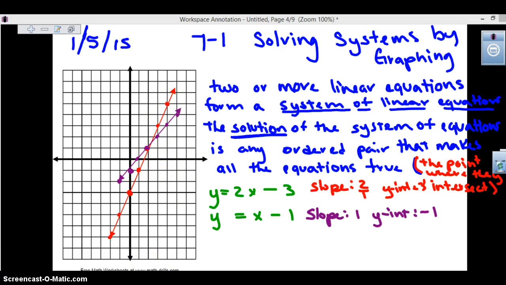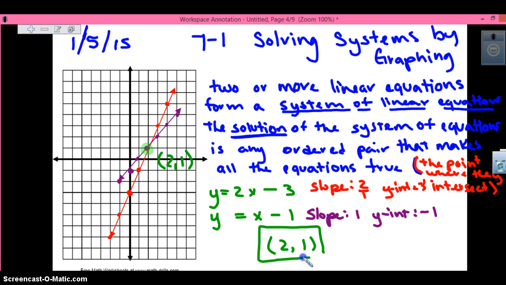So these lines intersect right here. What's that ordered pair? 2, 1. So that means that the solution to this system of linear equations right here is 2, 1.